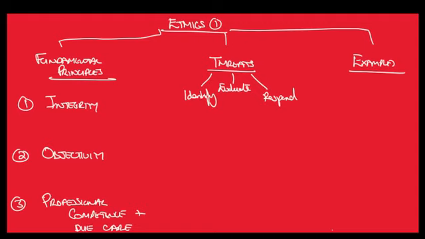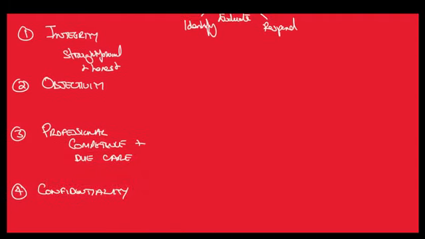Integrity means being straightforward and honest in all your dealings with people. Okay, so always have integrity. The next thing we should always have is objectivity. So what does objectivity mean here? That just means no bias, no conflict of interest that will influence our business judgments.